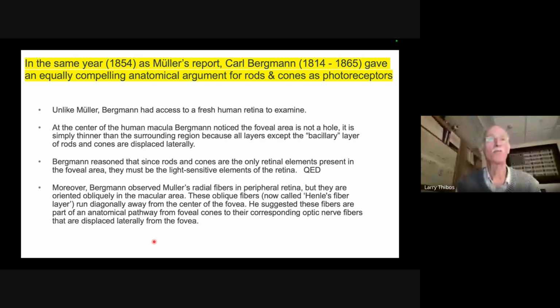And so Bergmann suggested that these fibers are part of an anatomical pathway from the foveal cones and rods to their corresponding optic nerve fibers that have been displaced laterally from the fovea. Now, it'll turn out that Müller will bitterly dispute this claim, but that's what Bergmann said.